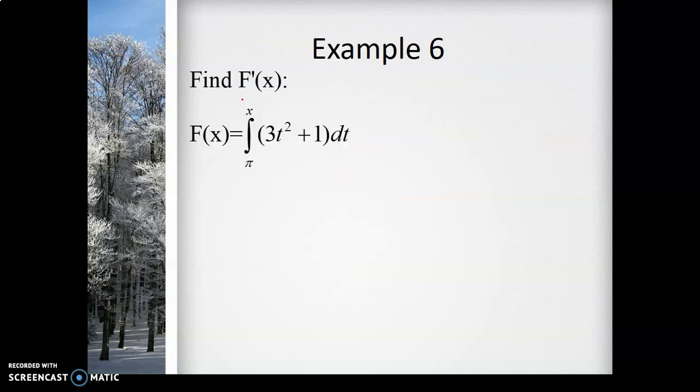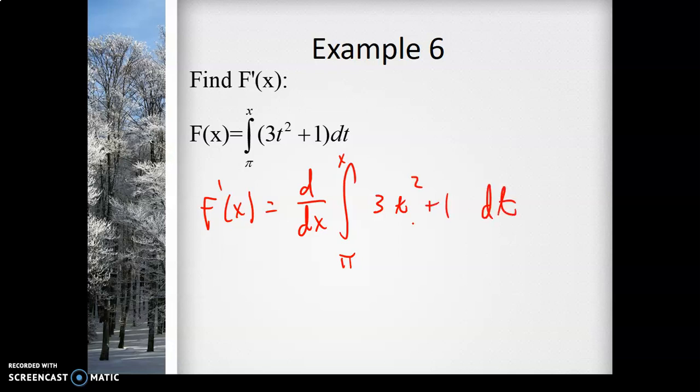So we have a constant. If I'm trying to find f prime of x, that is just the derivative with respect to x. I have a constant on the bottom, I have x on top, so this variable matches. 3t squared plus 1 dt, this variable matches. So all I have to do is plug in x, and I'm done. 3x squared plus 1. That's it.